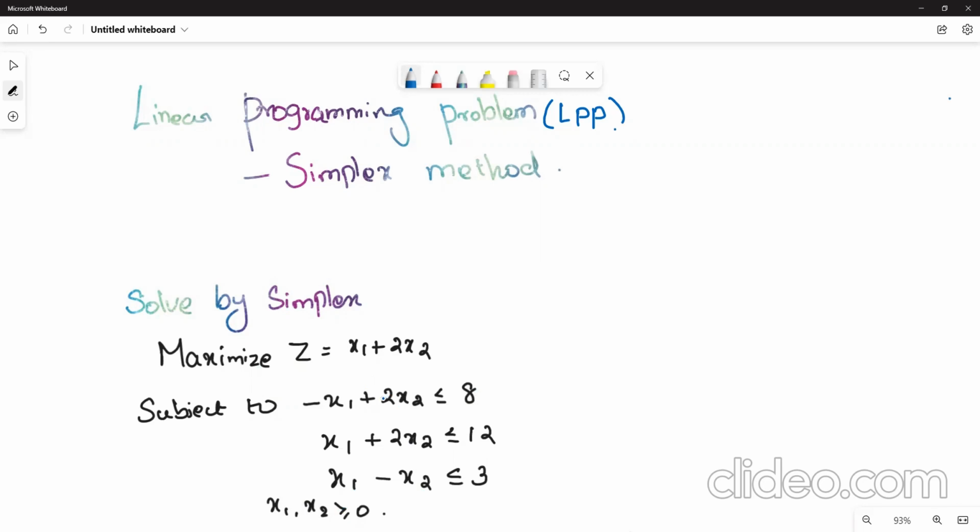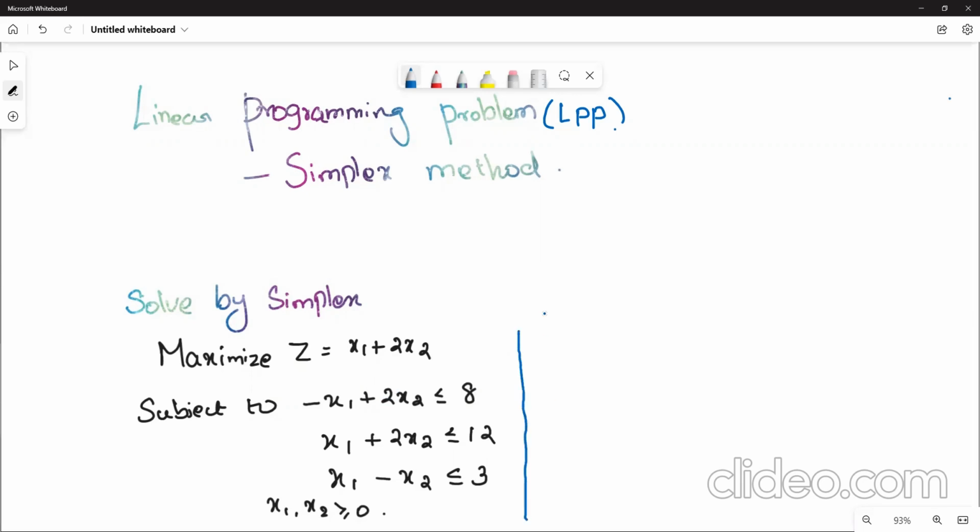The first step in solving this LPP is to convert this general form to standard form. What is standard form of LPP? Take the subject to constraints inequalities and make these inequalities equalities. How? By introducing slack or surplus variables. Here everything is less than or equal to, so we are going to introduce only slack variables. So the first step is to write the constraint inequalities in equality form.